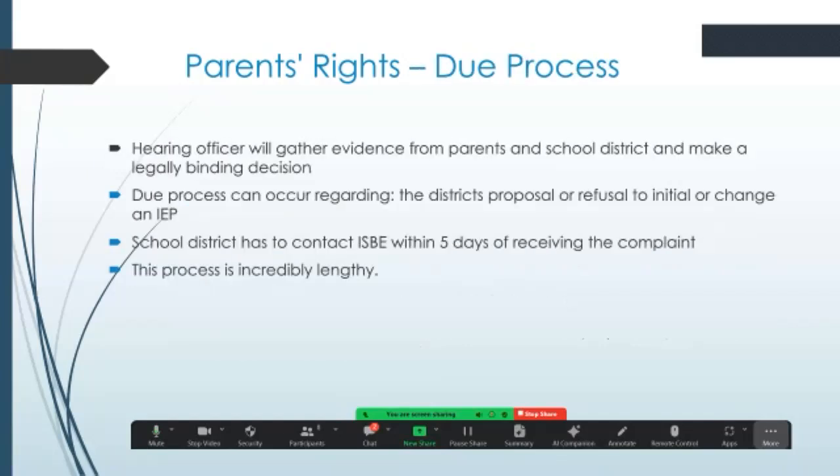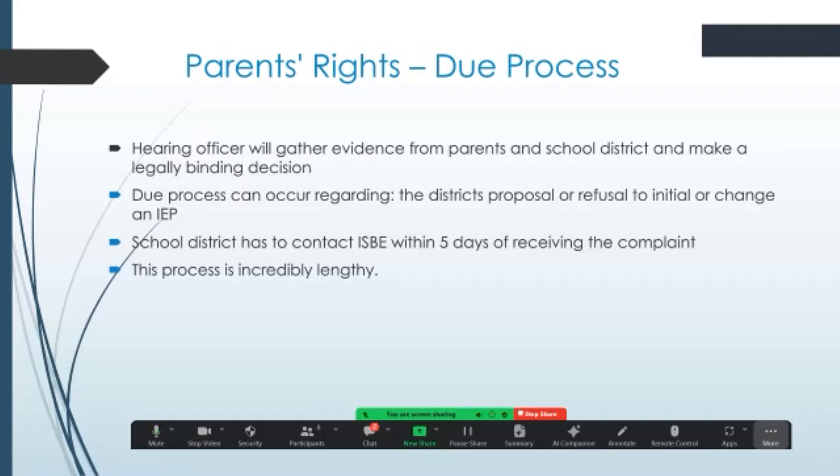If mediation fails, on both sides, you can take the parent or the school district to due process. This can be very lengthy and very intense because it's a legal process. So you'll be having a hearing officer who will gather evidence from the parents and the school district and make a legally binding decision on behalf of your child.